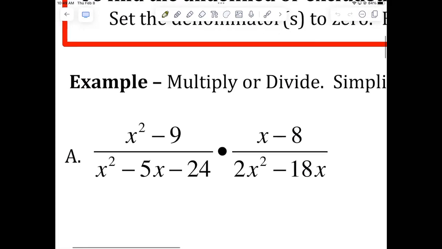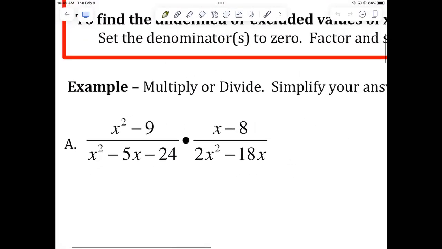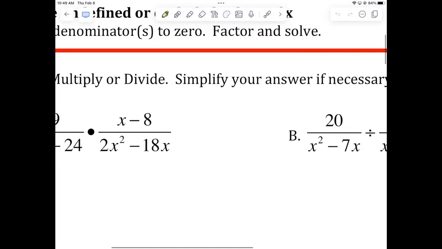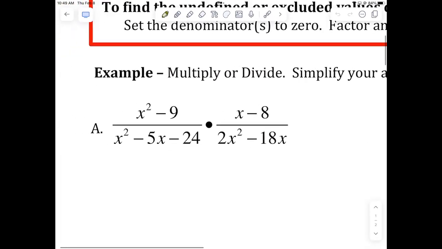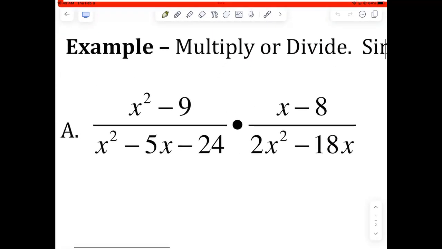Let's jump into example A. It says multiply or divide, simplify your answer if necessary. So is this multiplication or division, first of all? Multiplication, how can you tell? Big dot, right? Big dot, multiply. So I have a polynomial over polynomial, so I have a rational expression, x squared over x squared, times a linear polynomial over a quadratic polynomial. This thing is going to multiply together and it's going to simplify.